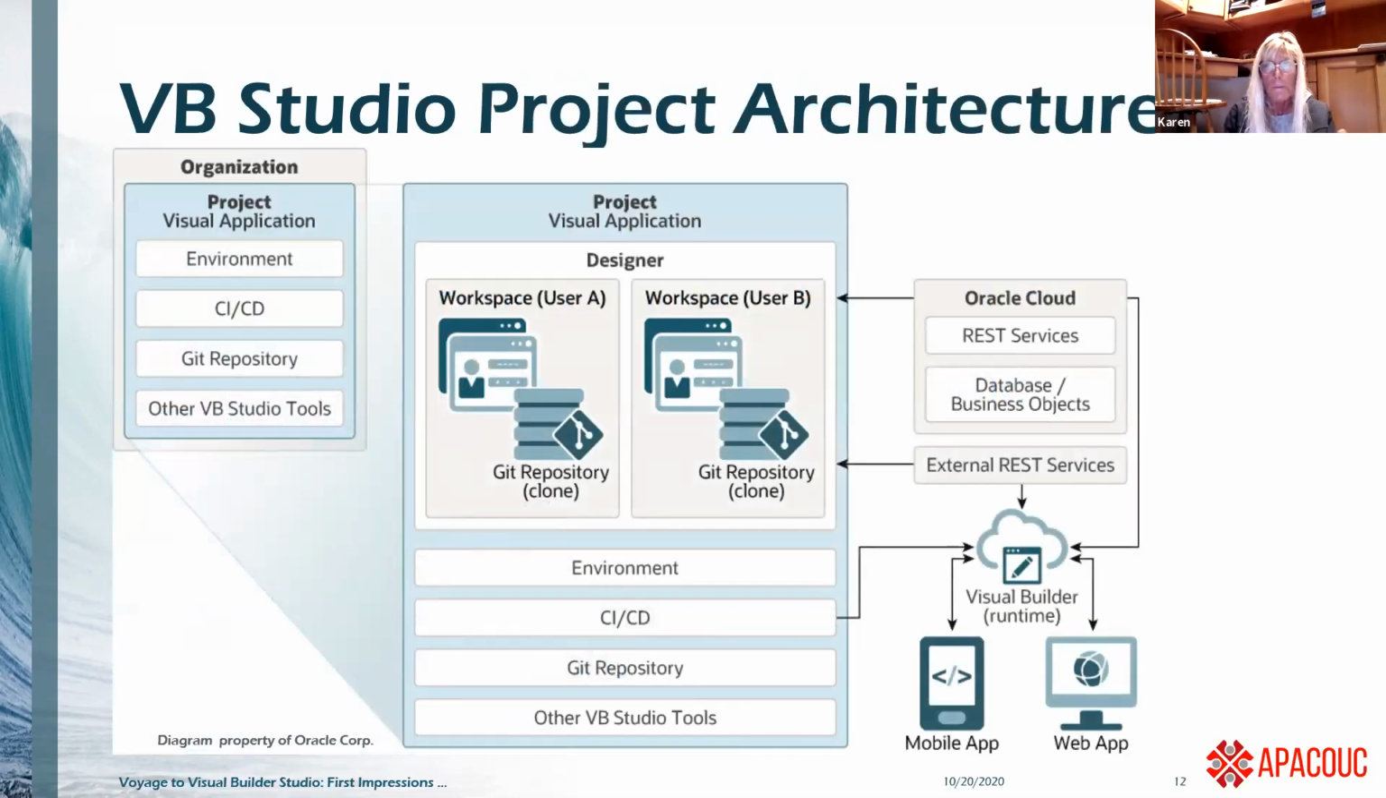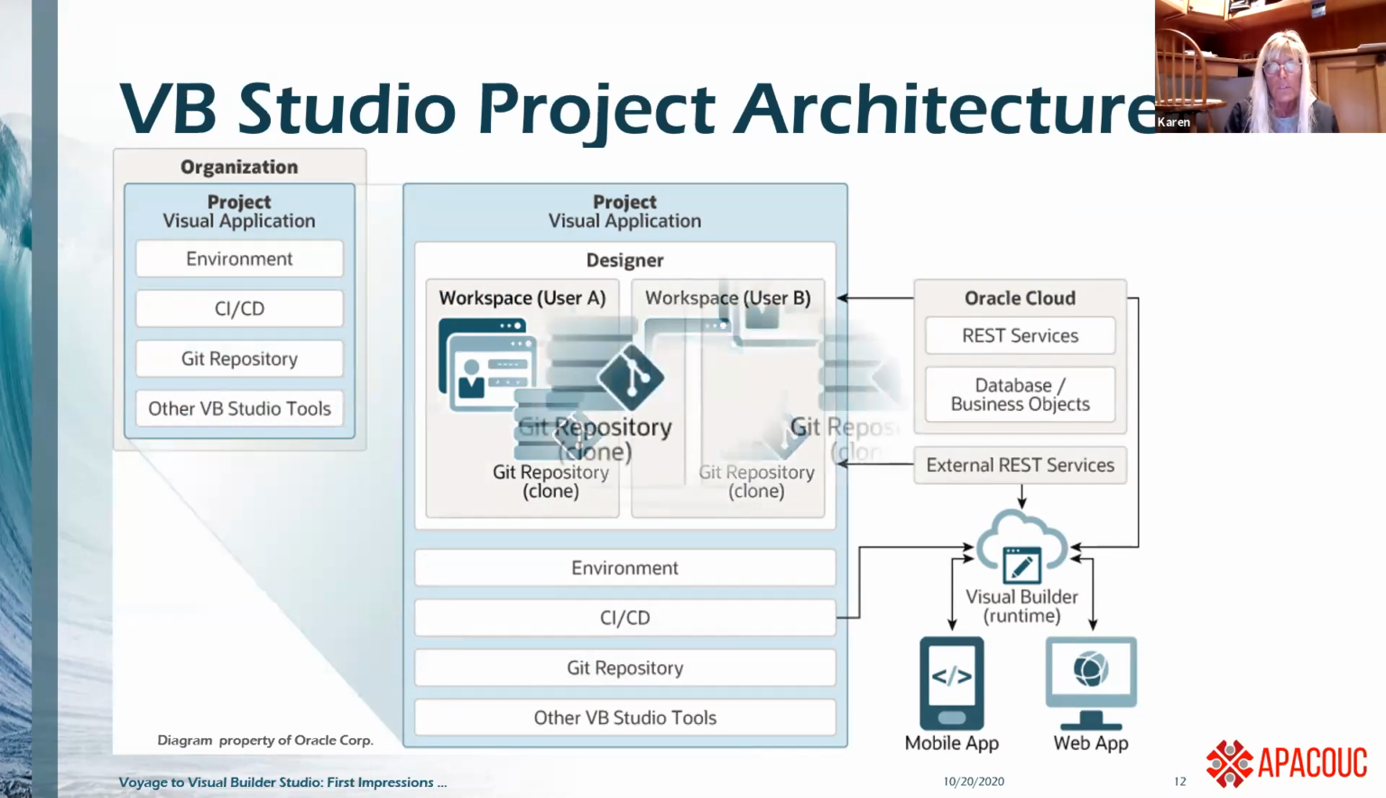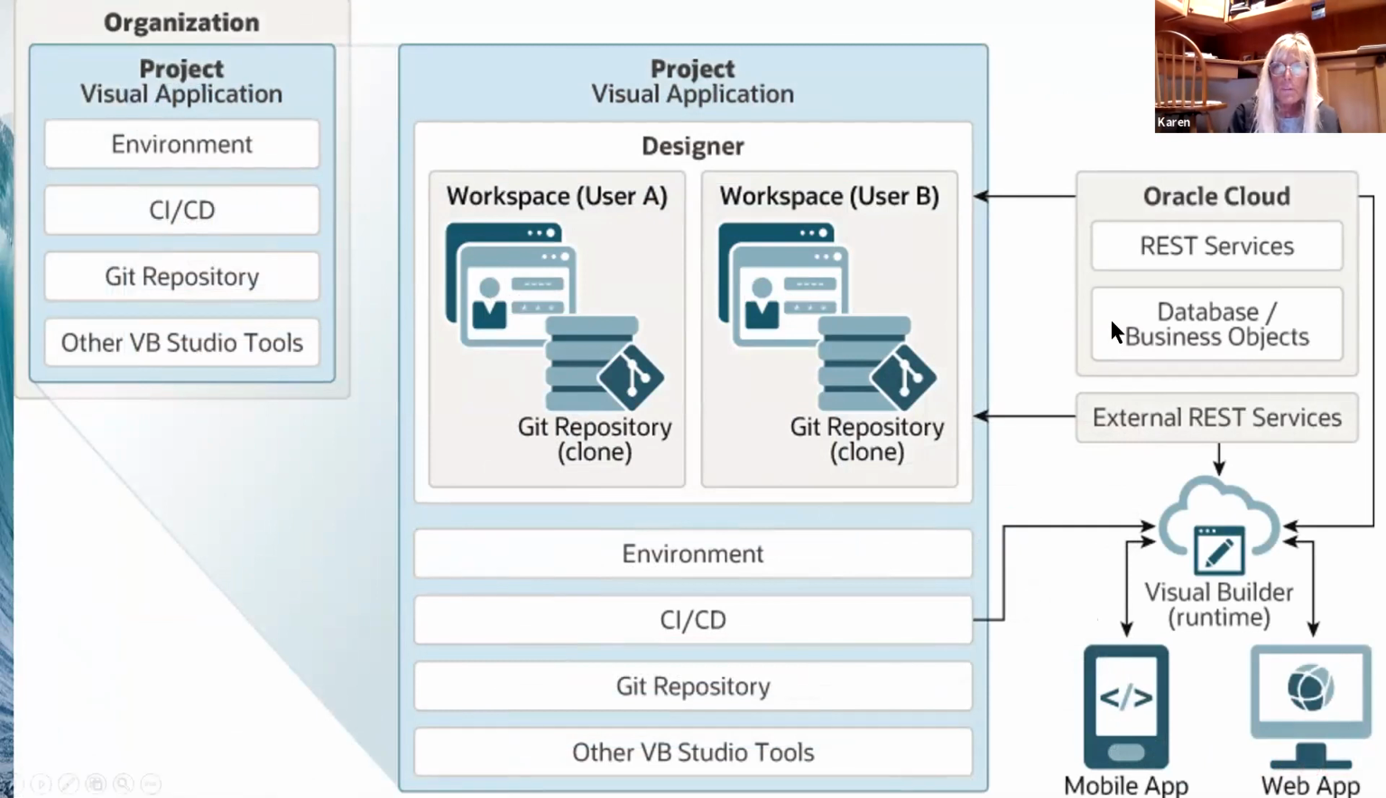So some people like these project architecture diagrams. I think this helps make sense. This is right out of the Oracle documentation. Visual Builder Studio gives you a project, and within the Visual Builder designer, the designer in that project. Now, the designer in Visual Builder is for building visual applications with Visual Builder. So if this is where you want to build your Apex stuff, this is not the place to be. But within that designer, there's a workspace for each developer, their own private workspace.